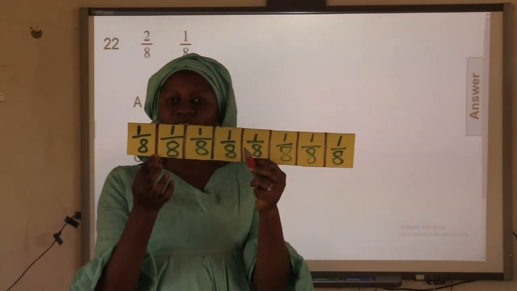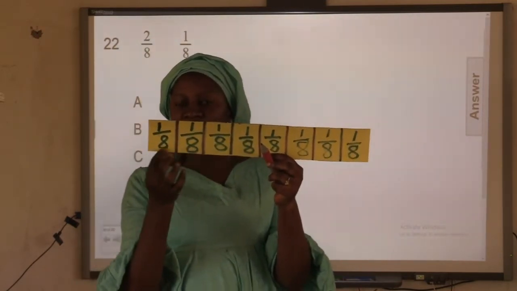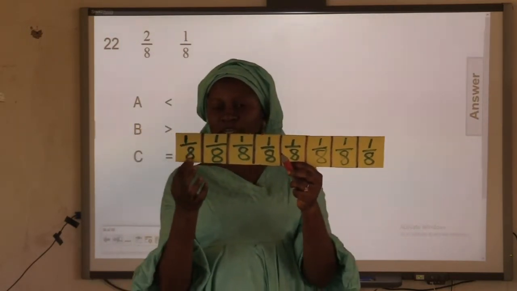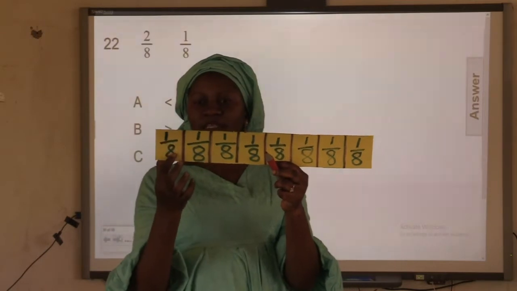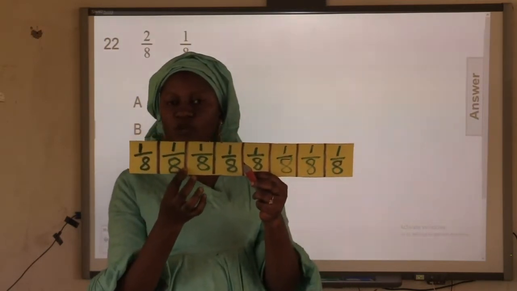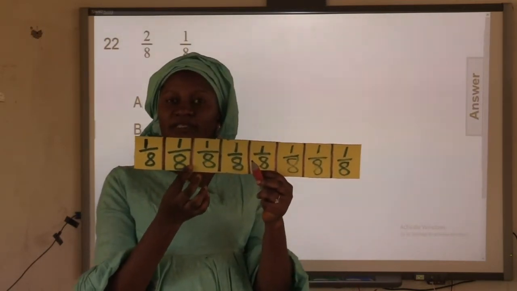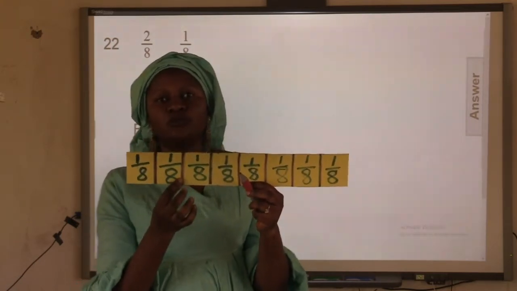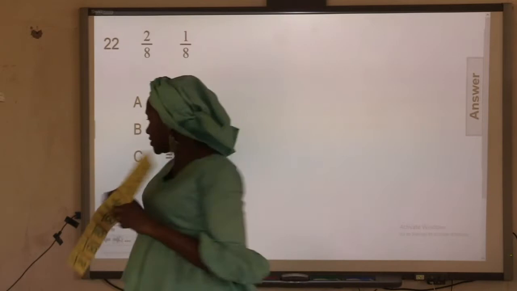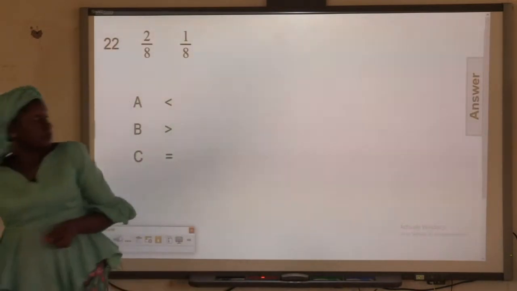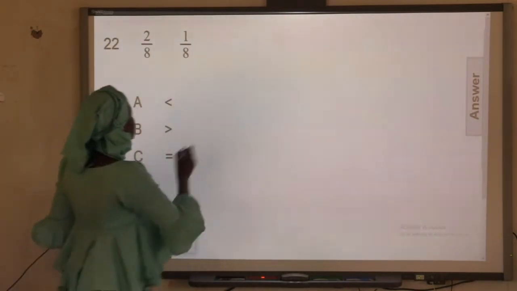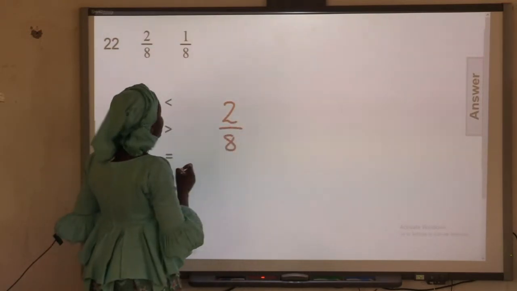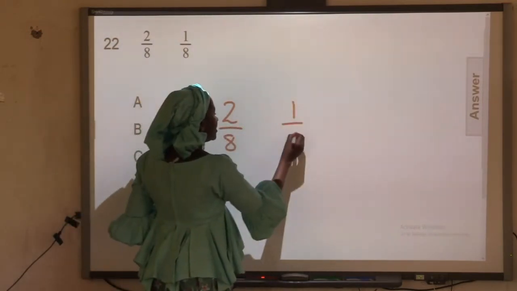So which one is greater? They both have the same denominator, but here you are seeing only 1/8, and here this is 1/8 plus 1/8, which is 2/8. So which one is less? Which one is greater? Or are they equal? That is what the question is asking. We have 2/8, and this one is 1/8.